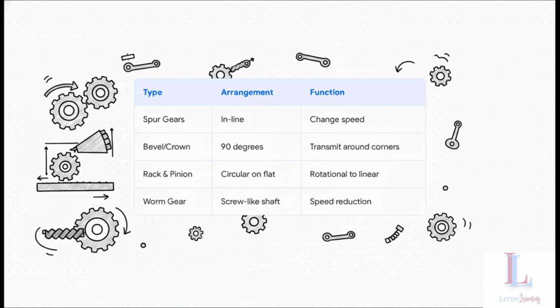Then we've got the rack and pinion setup. This takes a normal circular gear and runs it flat along a toothed bar, which is a brilliant way to turn rotational movement into straight, linear motion. And finally, the worm gear. This features a screw-like shaft that meshes with a standard gear. The result? A massive reduction in speed, but an incredibly high turning force or torque.